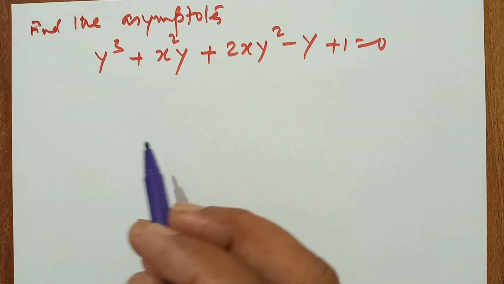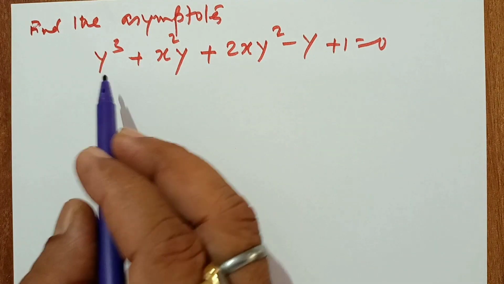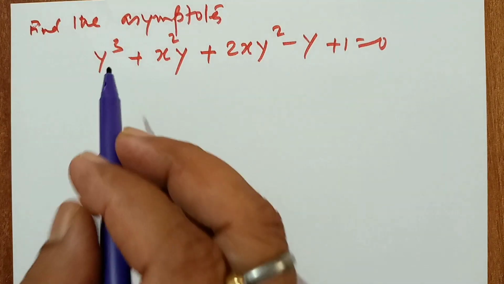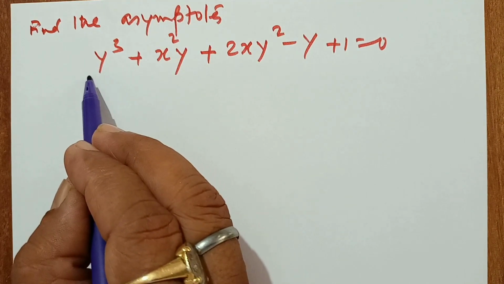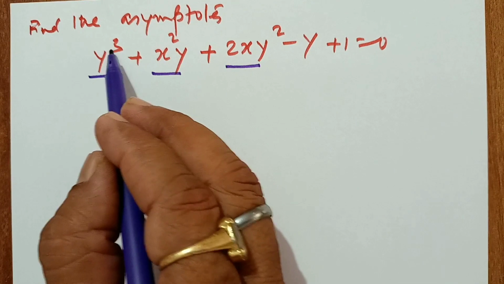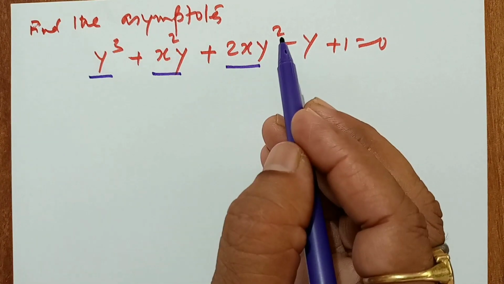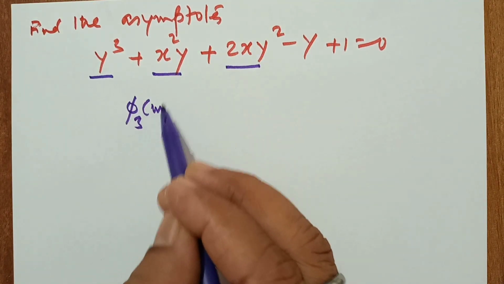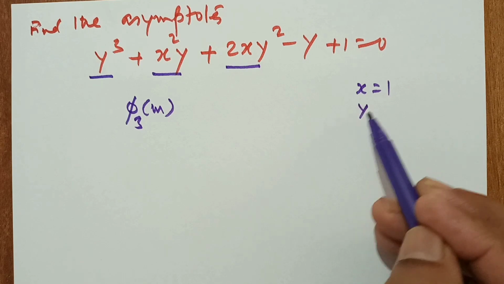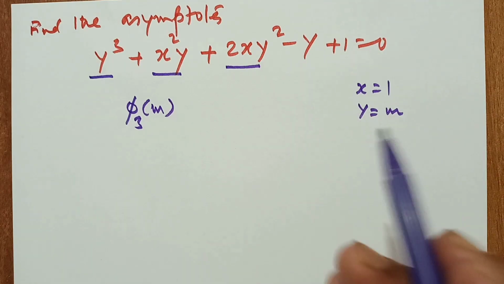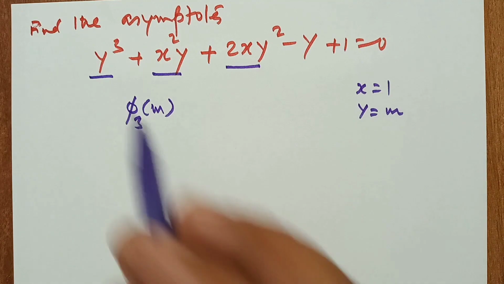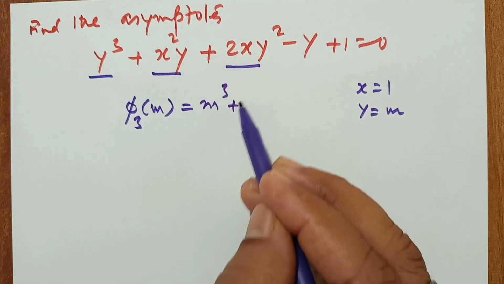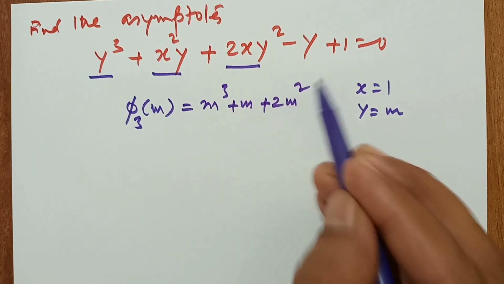Now this is the next example. First we see the given equation. The maximum power is 3. These are the 3 degree terms: 1, 2 and 3. First we calculate phi 3 m, meaning we put x equal to 1 and y equal to m in the 3 degree terms. So here we get m cube plus m plus 2m square.